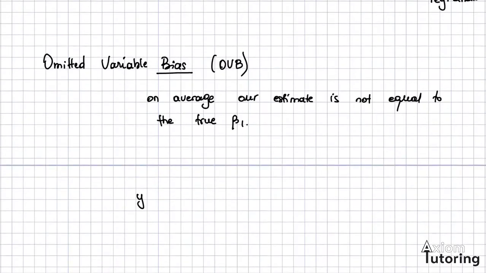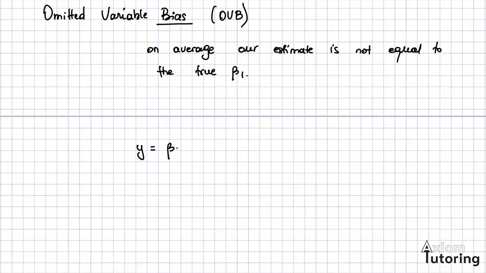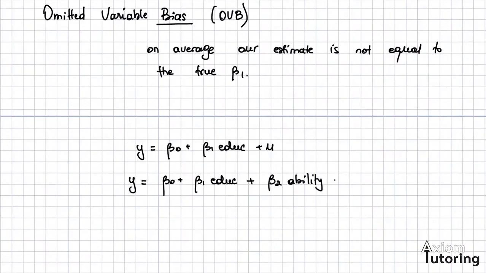So if we move from our initial model of y equals beta 0 plus beta 1 education plus u, to y equals beta 0 plus beta 1 education plus beta 2 ability, and then an error term. This is how, by controlling for it, we manage to get rid of the influence that ability was having on education, which was being reflected in this beta 1.